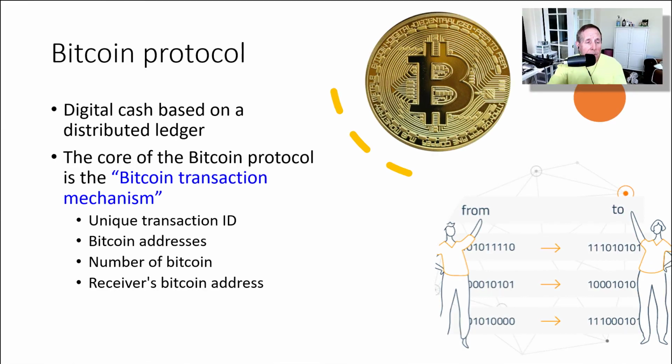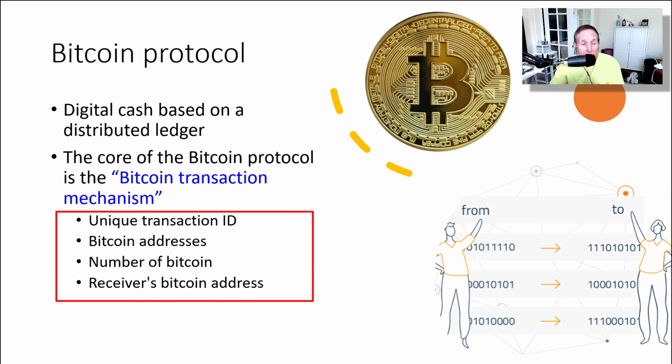So most of us have heard of Bitcoin, but Bitcoin is based on a protocol at Layer 7. It's basically digital cash based on a distributed ledger, but at the heart of Bitcoin is the Bitcoin protocol. The Bitcoin transaction mechanism is the core part of that protocol. It has a unique transaction ID, a Bitcoin address for the person who has the Bitcoins, the number of Bitcoins is part of that transaction mechanism protocol, and then the receiver Bitcoin address.